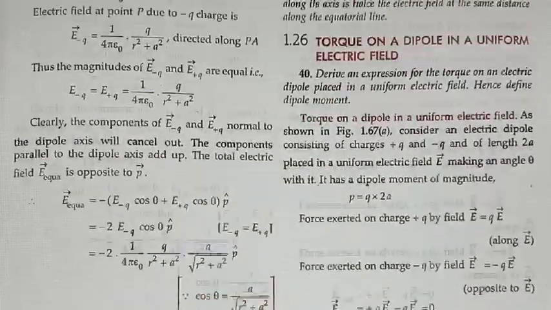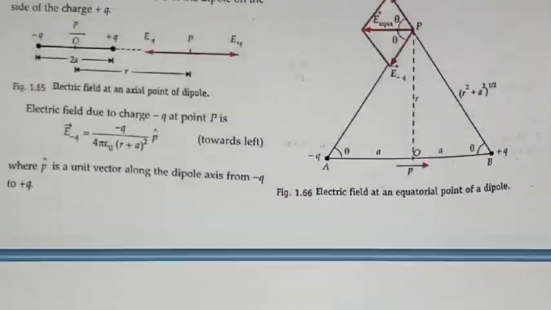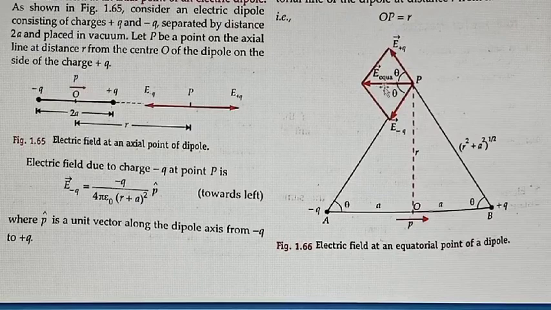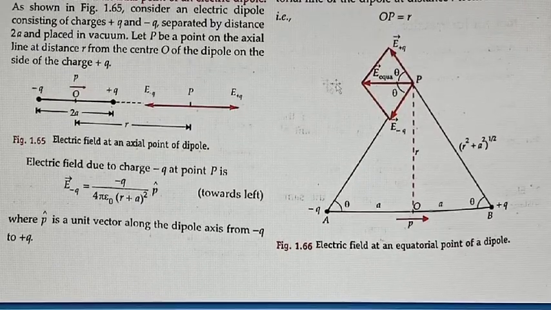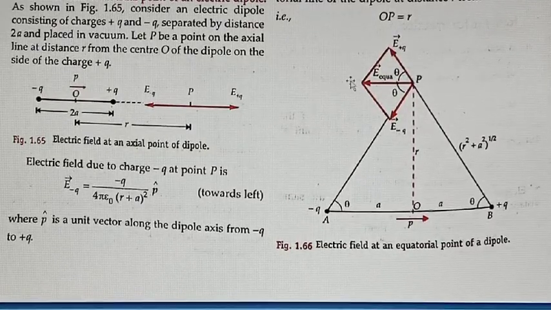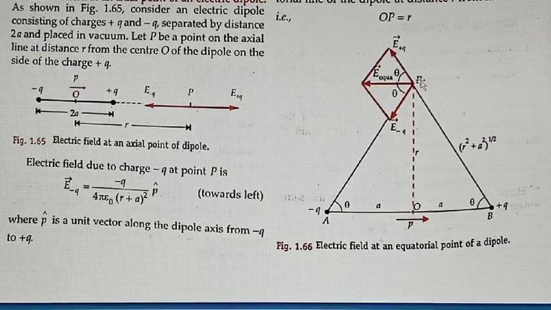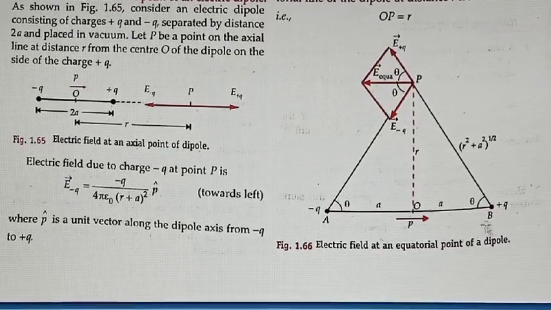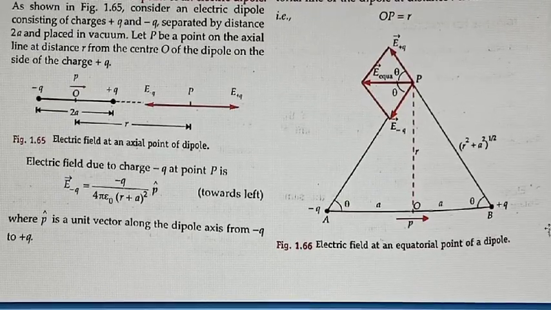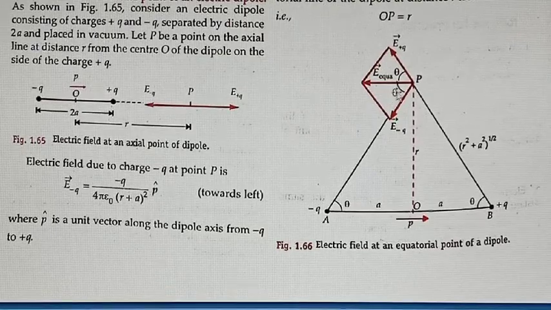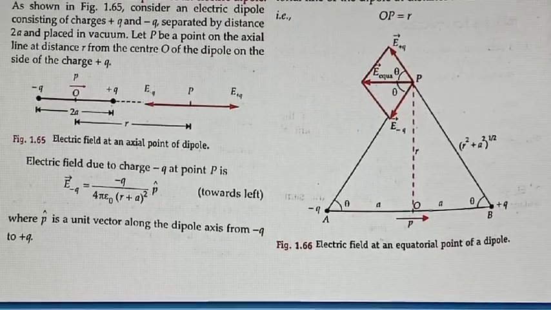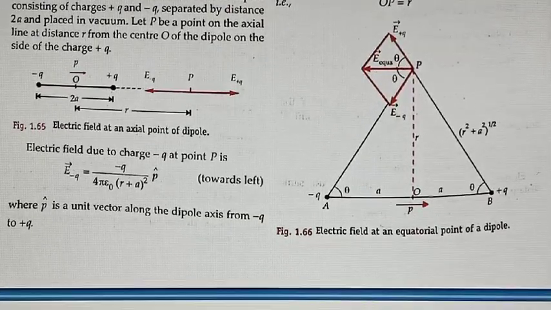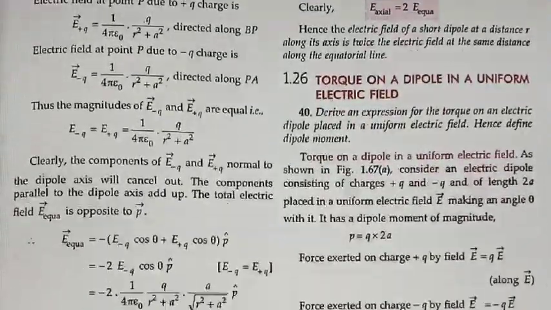Have a look. So you can see this diagram. This is the net direction of electric field, resultant electric field. So this direction is exactly opposite to the direction of dipole moment. You can see dipole moment is towards right, and net direction of electric field is towards left. So that is why in that final expression that minus sign is coming.